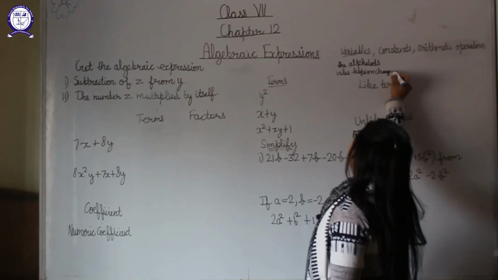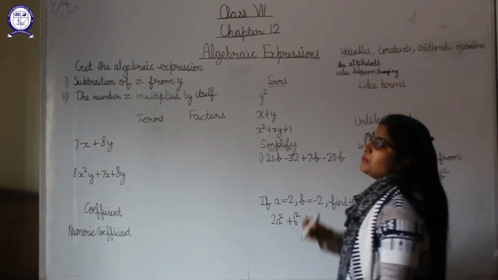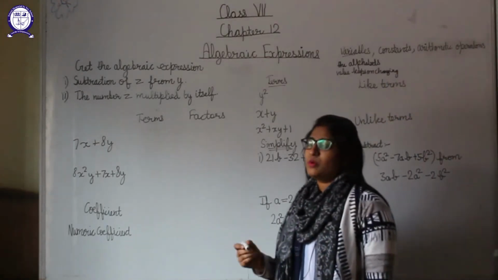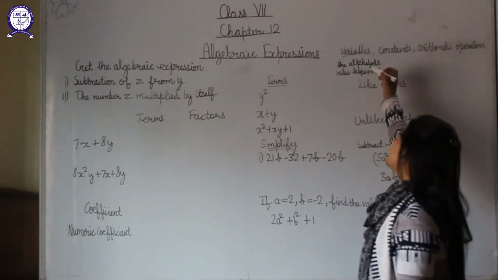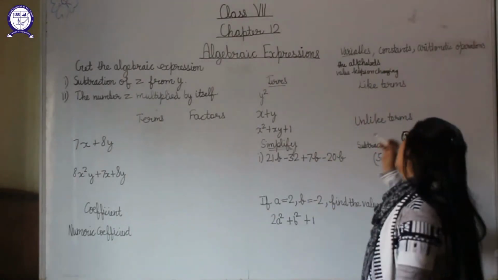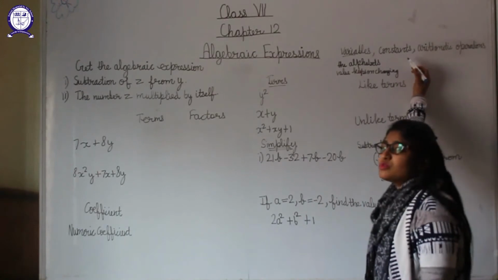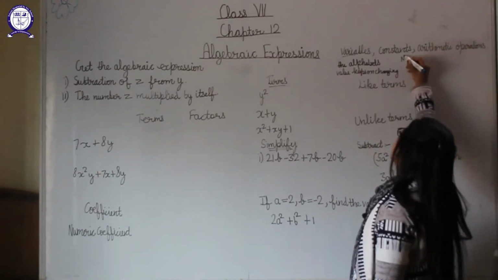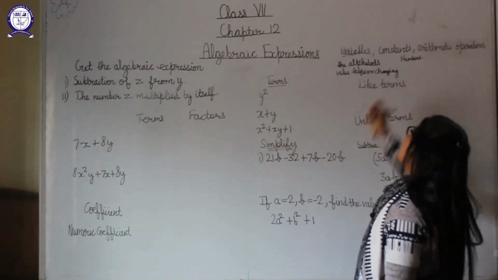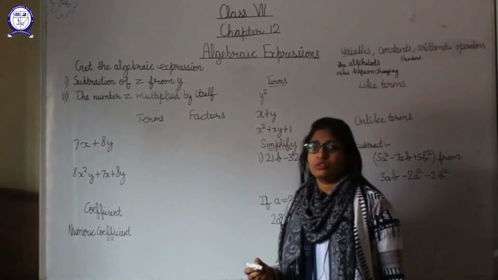Okay. And what are the alphabets we can use? We can use A, B, C, X, Y, Z, P, Q, or any of the alphabets as the variable. Now next are the constants. What are constants, students? The numbers we use are the constants. 1, 2, 3, 4, and so on, all are numbers, and these are the constants.